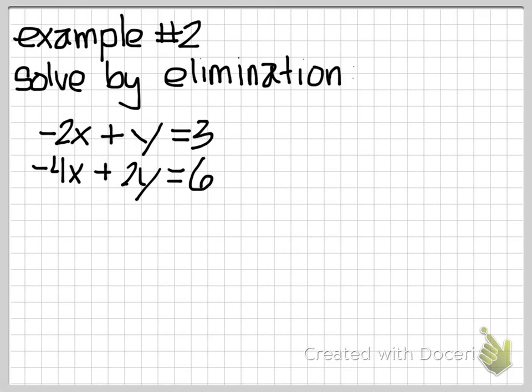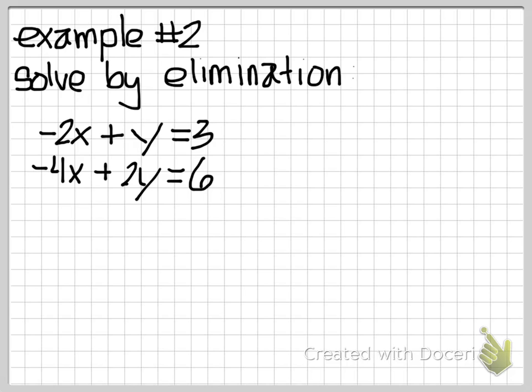This is example number 2 in our introduction to special systems. In the first two examples, you saw what happens when you have a parallel set of lines. You end up with no solution because the lines will never cross each other. In this example, I would like you to try to solve this system by elimination.